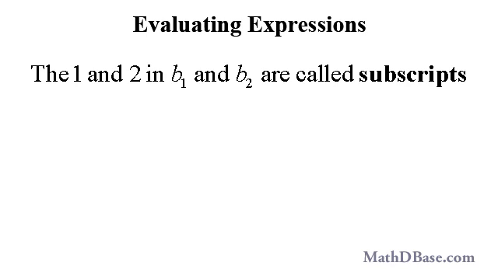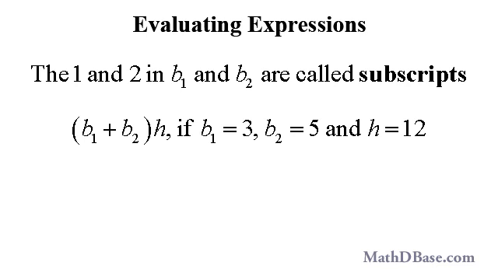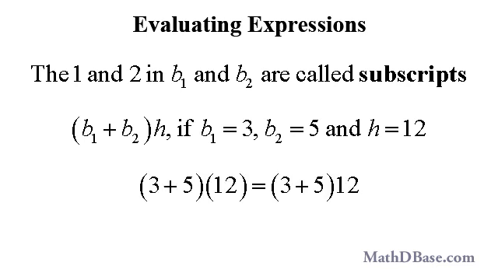In algebra and more advanced math courses, variables can be differentiated from each other by using the same letter or symbol but a different numerical index called a subscript. So b sub 1 and b sub 2 can represent two different values. Evaluate b sub 1 plus b sub 2 times h if b sub 1 equals 3, b sub 2 equals 5, and h equals 12. Replacing the variables in the expression by their numerical values, we have 3 plus 5 inside of the parentheses and a factor of 12 outside. Simplifying the inside first, we get 8 times 12, which is equal to 96.